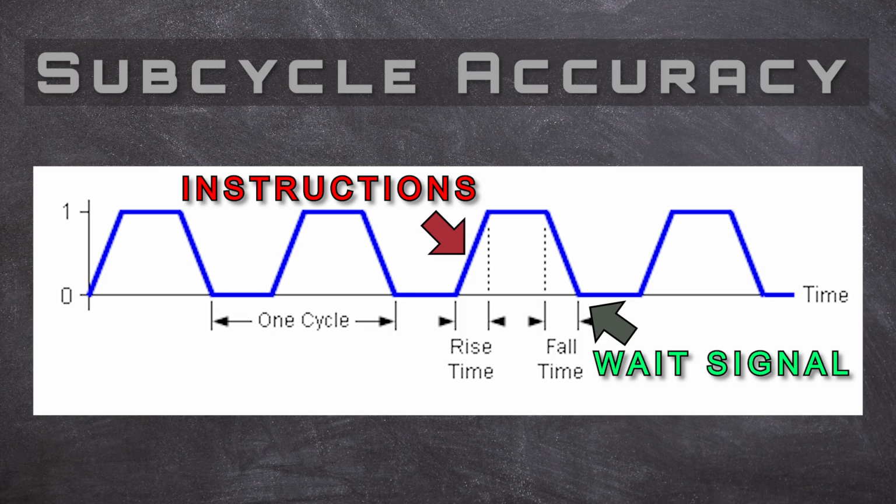So that's pretty much what sub-cycle accuracy is. It's just not accounting for the time difference, because some of them just use one single beat for all of the wait and the instructions. So that is what sub-cycle accuracy is.